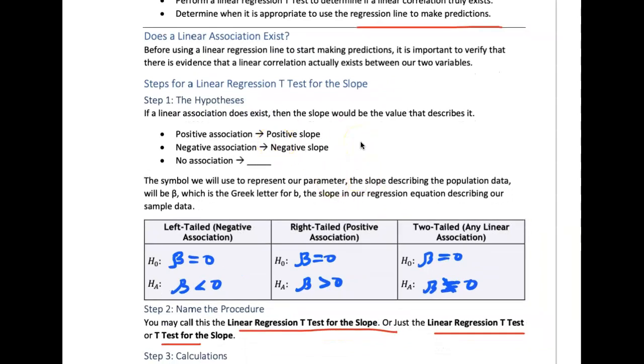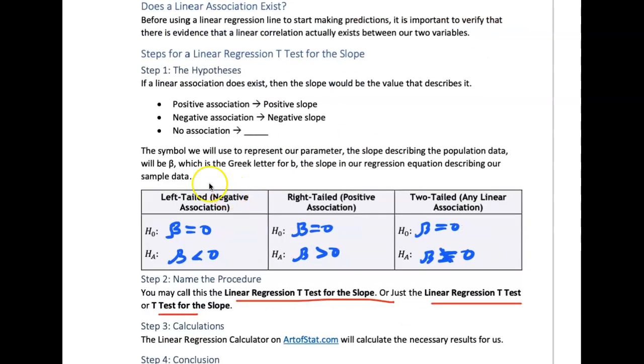The null hypothesis is that there is no relationship. We use the beta, the Greek letter beta, to stand for the slope. And so we're saying the slope equals 0, or there is no relationship between those two values.